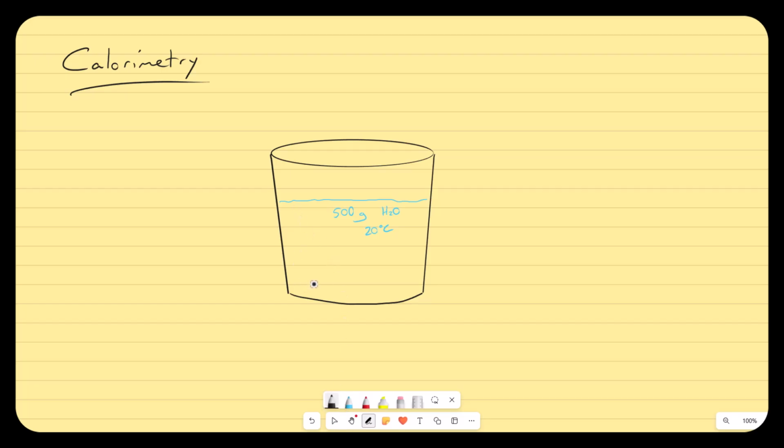I'm going to drop into here a cube made of, let's go with, aluminum. This thing can have a mass of 50 grams. And it's going to start at 60 degrees Celsius. I'm going to put a lid on here, and I would like to find the final temperature.